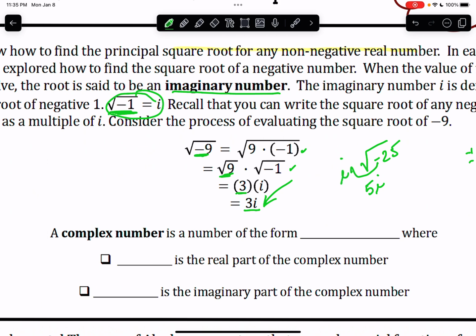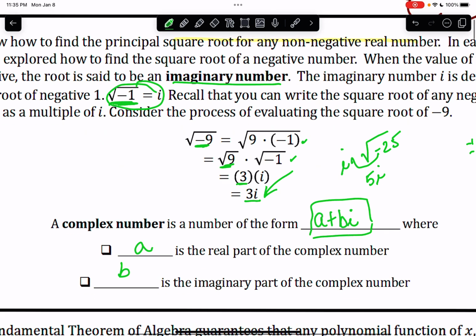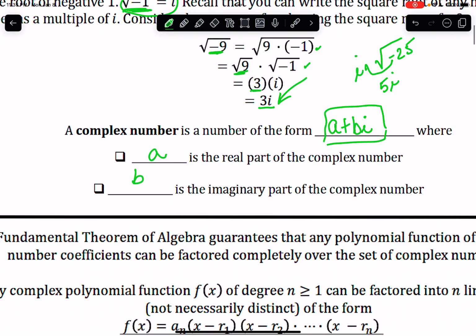Okay, so now we start to talk about complex numbers when we add imaginary numbers. A complex number is a number of the form a plus bi, where a is the real part of the complex number and b is the imaginary part of the complex number. And that's why we try to always write it the same way, a something plus something i.